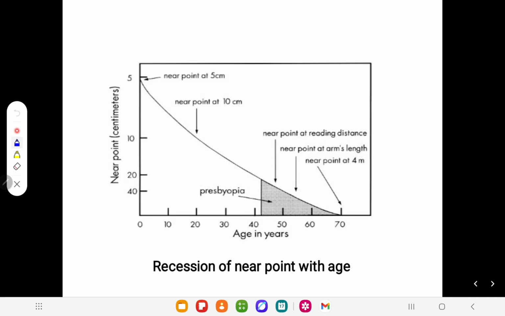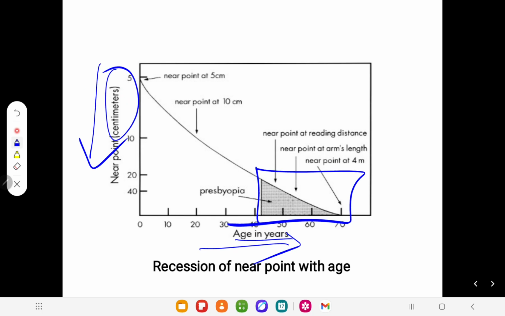Okay, so in this graph we can see the x-axis is age and the y-axis is the near point in centimeters, increasing. This is the zone where presbyopia occurs, which is approximately in the 40s, isn't it? So this is recession of the near point with age.